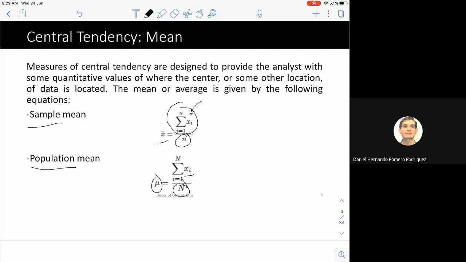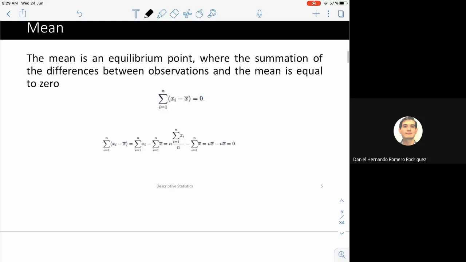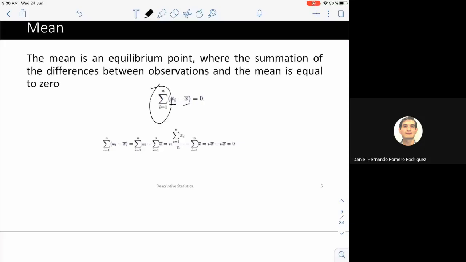Some of the properties of the mean: it is an equilibrium point. That means that if we measure the distance between each observation and the mean, and we add them together, the sum is going to be equal to 0. That's why we call it an equilibrium point.